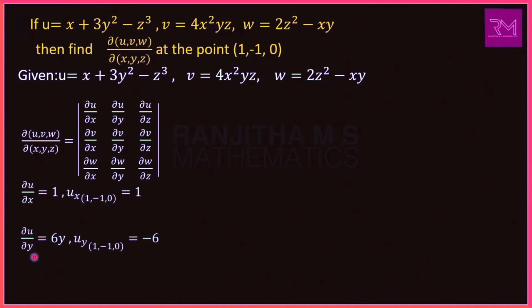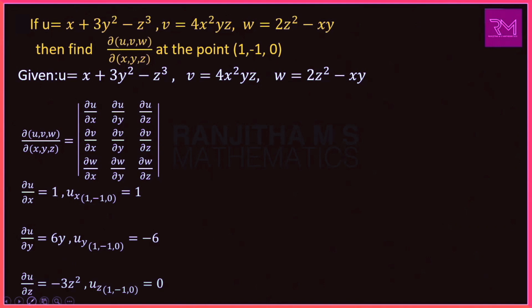Similarly, for ∂u/∂y we have to differentiate u with respect to y partially, which means you have to treat x and z as constant. Hence we get the differentiation of 3y² as 3 into 2y, which is 6y. After finding ∂u/∂y we have to find uy at the point (1, -1, 0). That means we have to substitute y value as -1. Hence we get 6 into -1 is -6. This is our ∂u/∂y value.